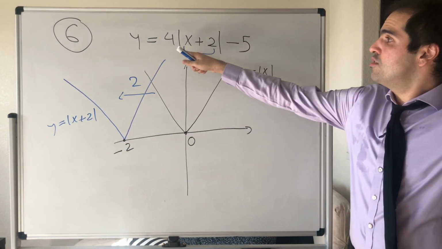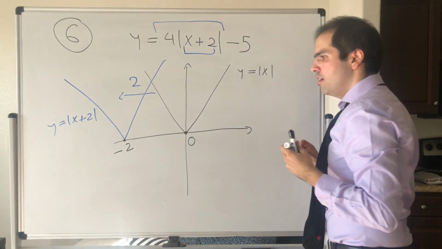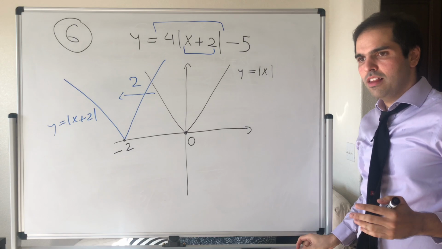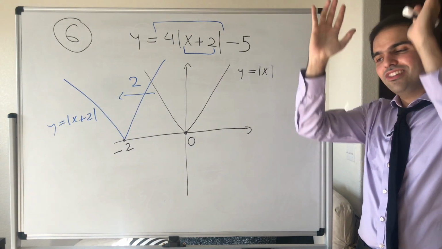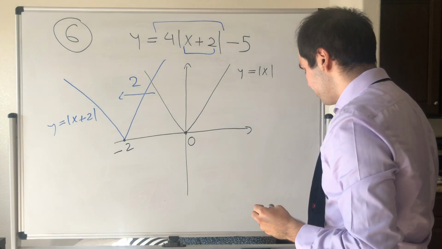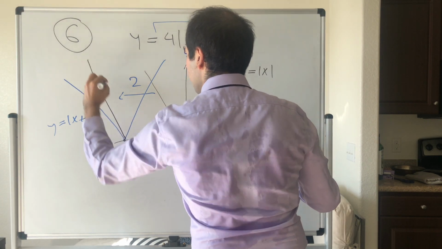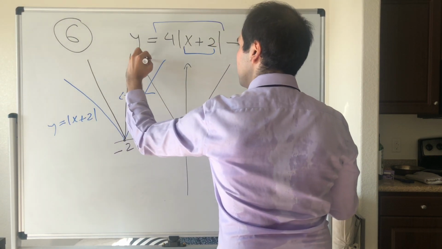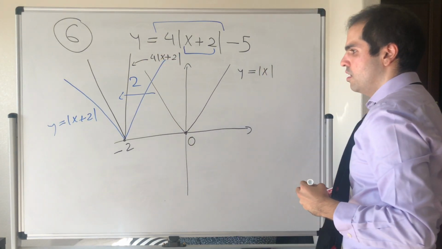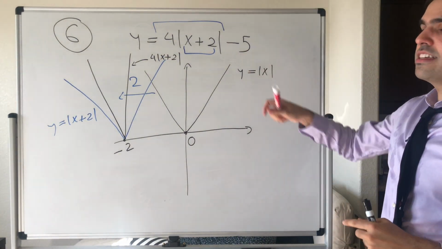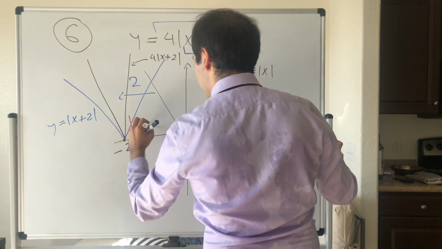And what does this 4 do? So let's focus on the second part now. Just for the parabola, the 4 just makes it a bit skinnier. So it dilates it upwards. So maybe this is what your new absolute value looks like. So this is 4 times absolute value of x plus 2. And last but not least, this minus 5 just shifts it downwards by 5 units.